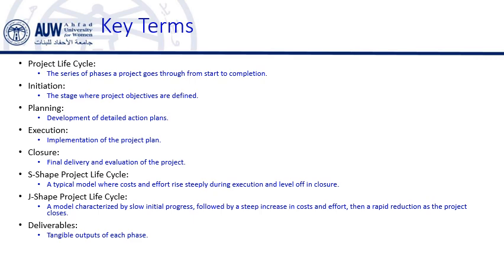Understanding these key terms is crucial for successfully navigating the project life cycle. The terms are interconnected: each phase, initiation, planning, execution, and closure, has unique activities that contribute to the success of the project. The S-shaped and J-shaped life cycles show different patterns of resource use depending on the type of project.